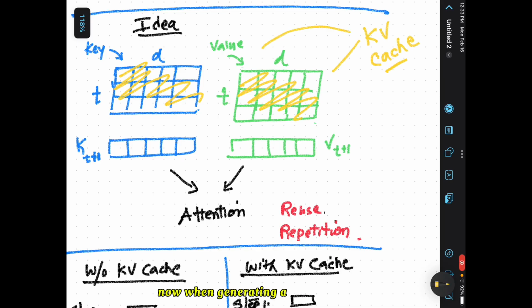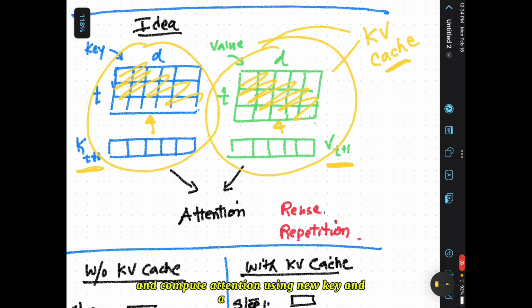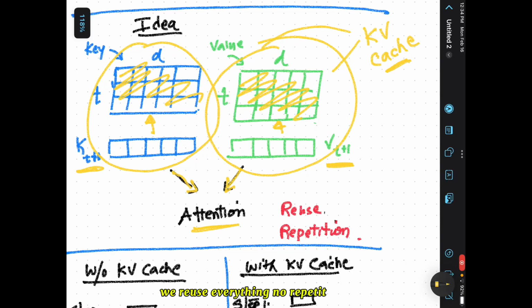Now when generating a new token, we compute only the new query, the new key, and the new value. Then we append the new key and value to the cache and compute attention using the new key and all cached keys. We reuse everything, no repetition.